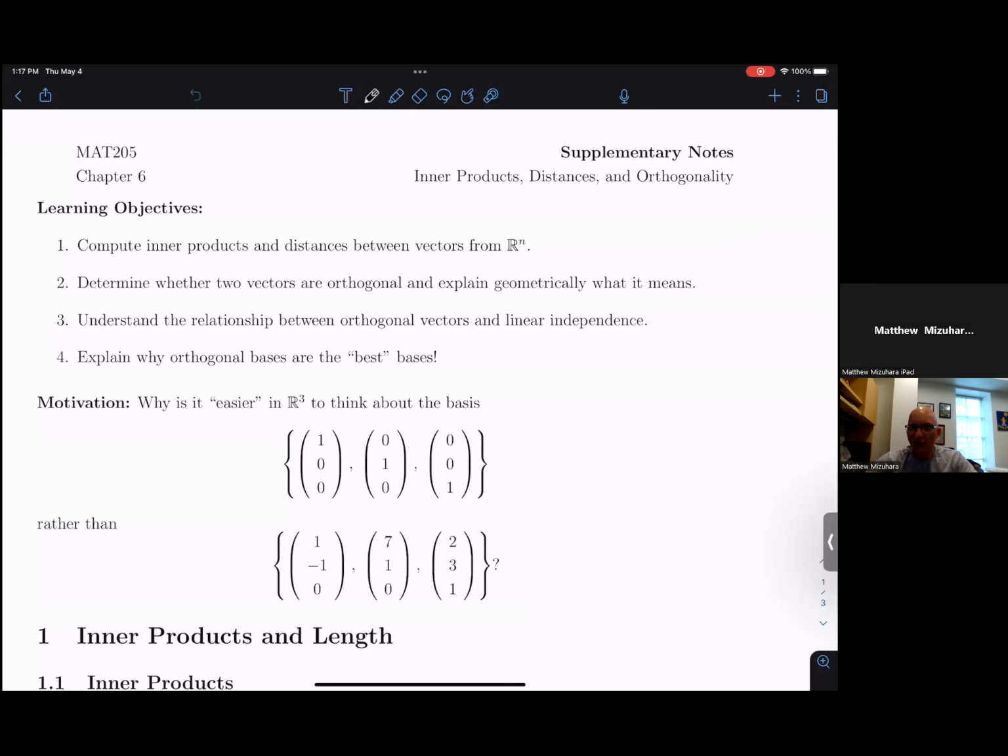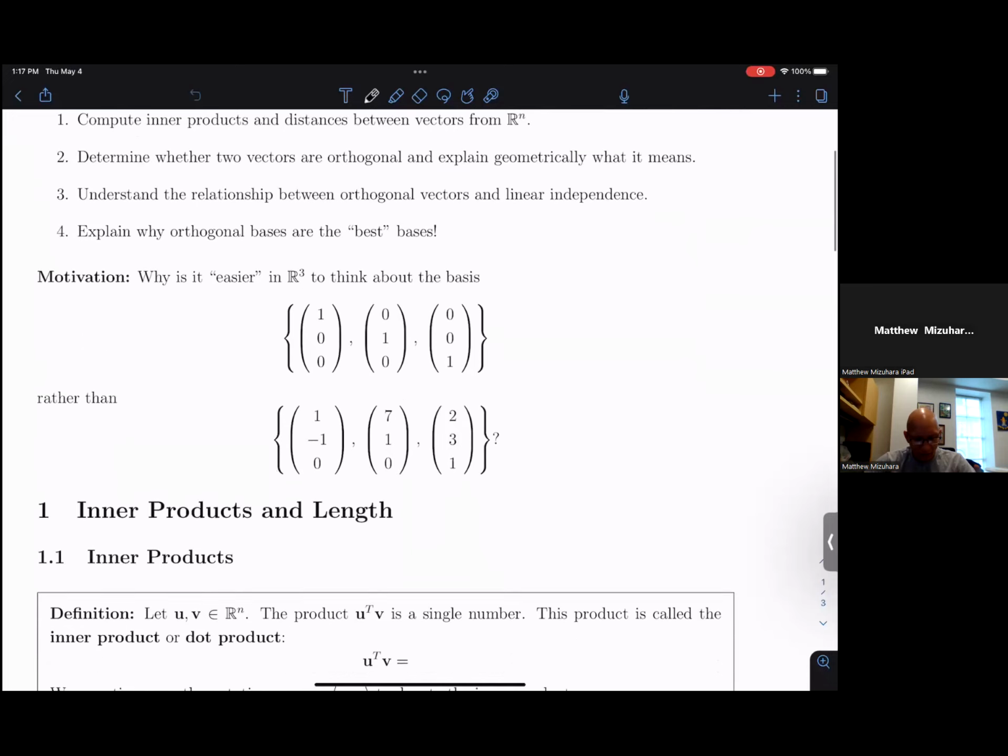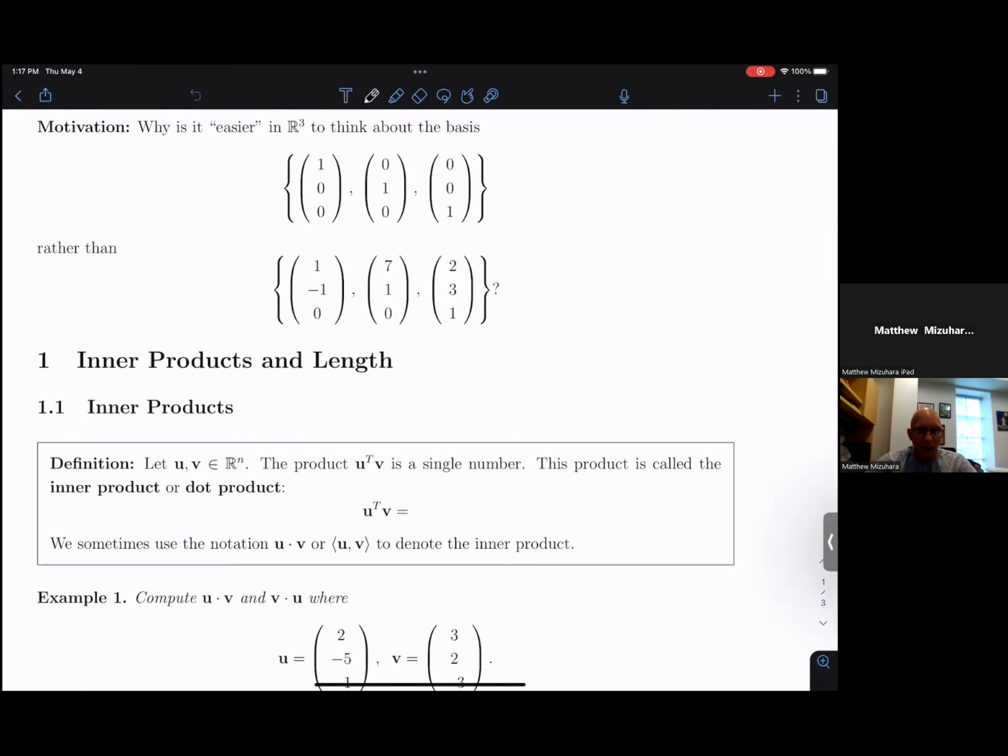There's just so many cool nuggets about orthogonality that it felt a shame not to share some of these cool ideas with you. So the motivation is going to be the following. When I think about a basis of R3, for a lot of us, this basis comes to mind, the standard basis, right? And the standard basis is great, but is it really much better than some other random basis? Is it just that it's more convenient, or is it truly better in some mathematical way?